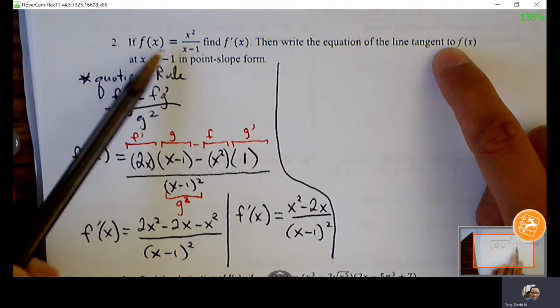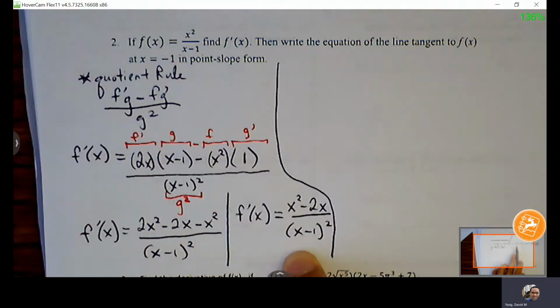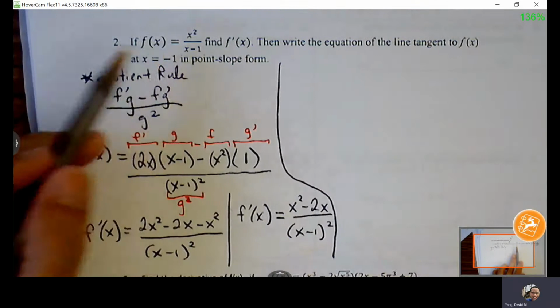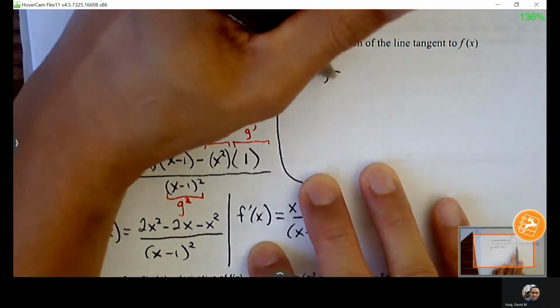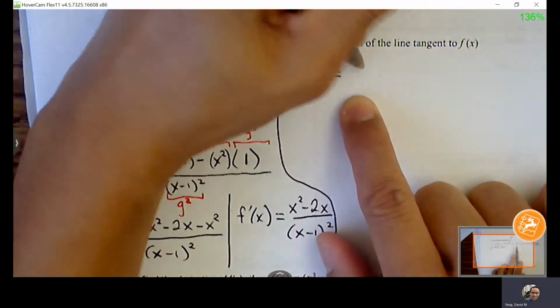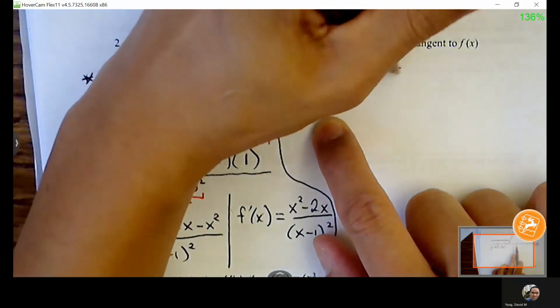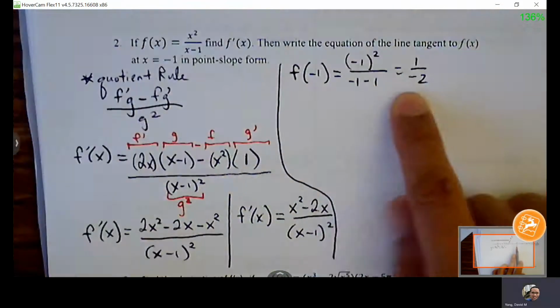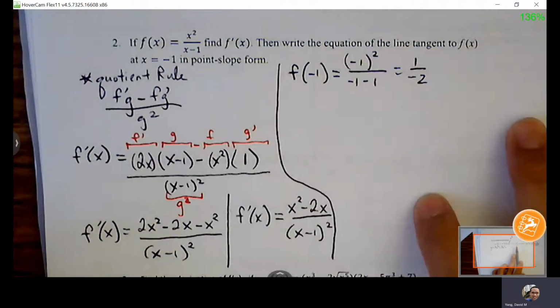All right, so now we're writing our tangent line equation. So we know that we need to gather an ordered pair from the original function. And from the derivative, we can gather slope. Once we have our ordered pair and our slope, we can put it in the point slope form. Okay, so I'm trying to get my point first. Okay, so my ordered pair, -1, -1/2.